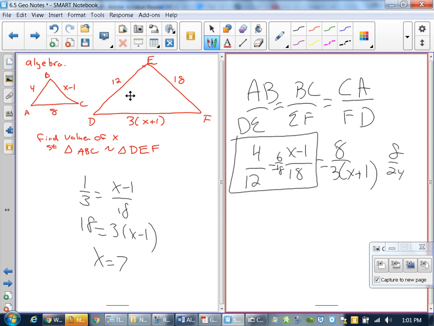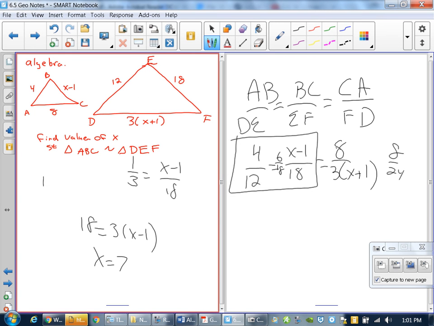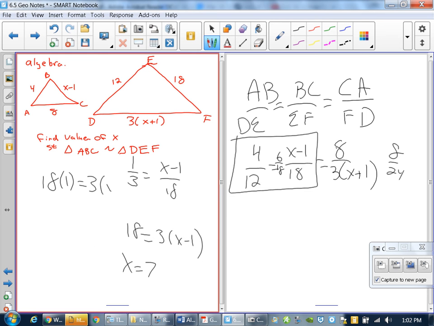What's wrong? You look bewildered. How did you get 7? Cross multiply. When you cross multiply this, you get 18 times 1 is 3 times the quantity x minus 1. That's 18. That's 3x minus 3. Add 3, you get a 21. Divide by 3. Okay? Just got ahead of myself. All right?